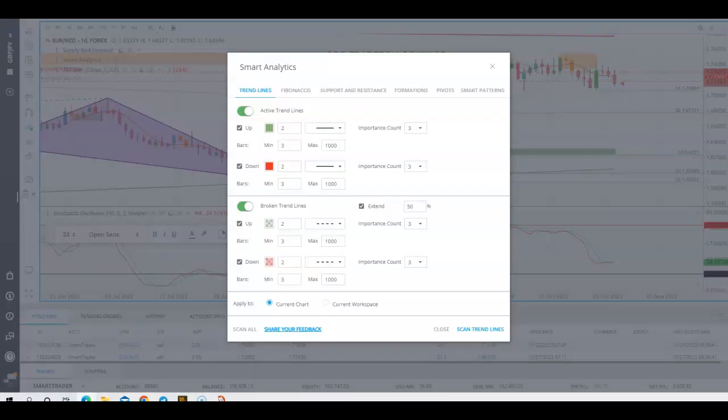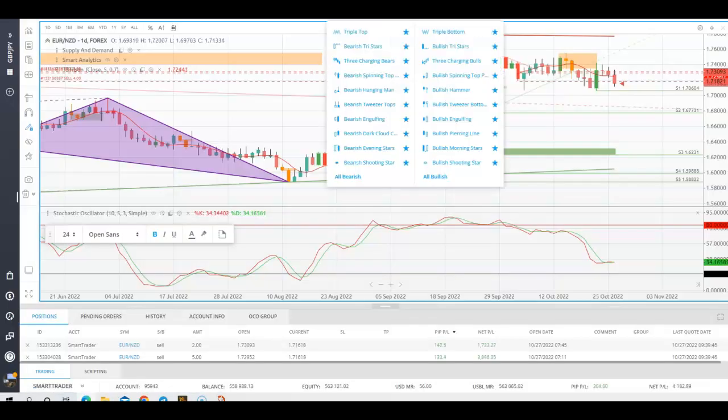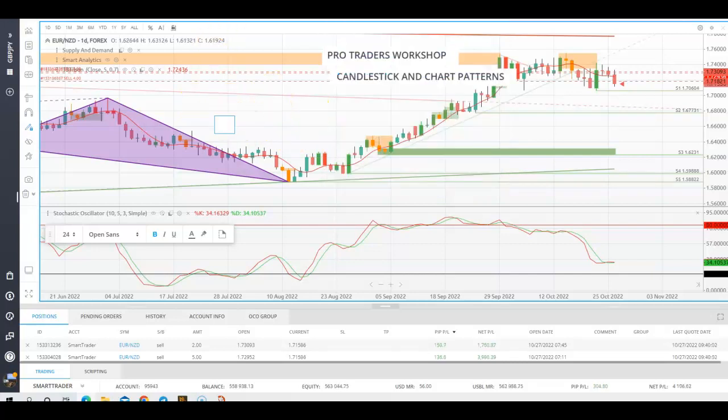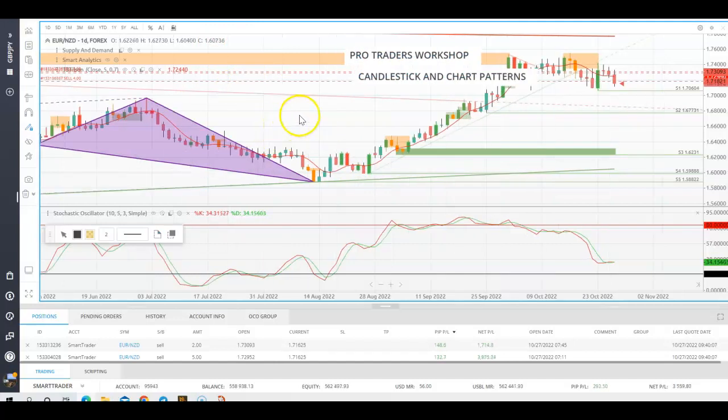The Smart Trader platform will recognize candlestick patterns, and pretty much all of them are here, all bearish and all bullish. All you need to do, when you see a candlestick pattern, is take your mouse and highlight that particular candle, and it will show up as a reversal candlestick pattern or a continuation pattern.